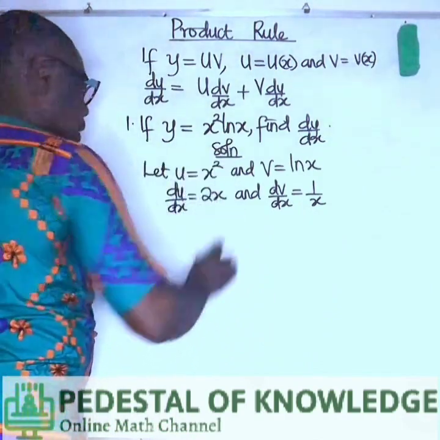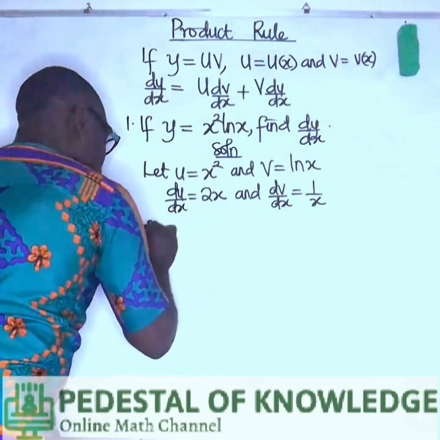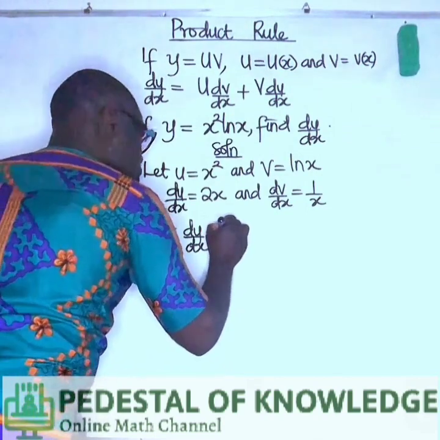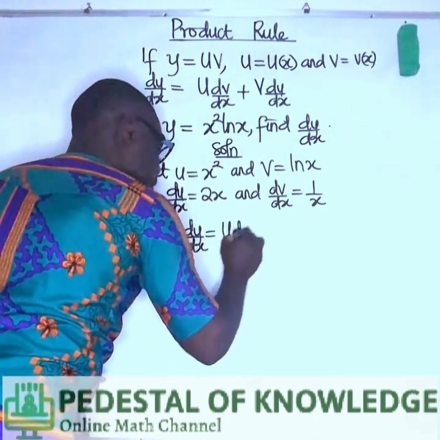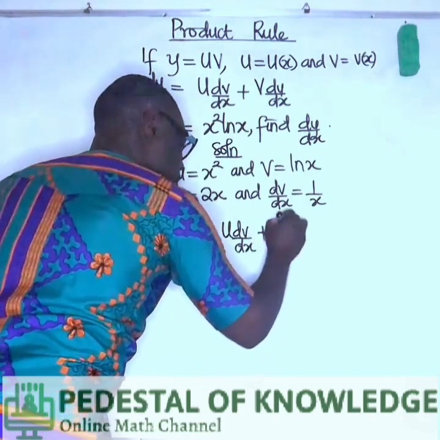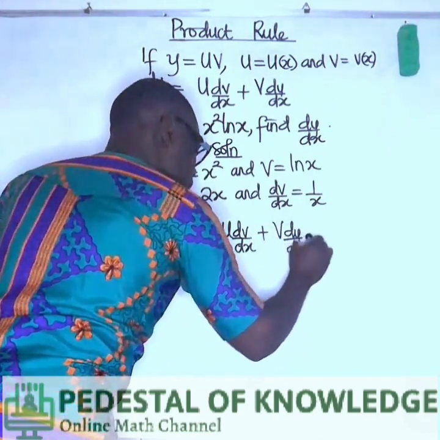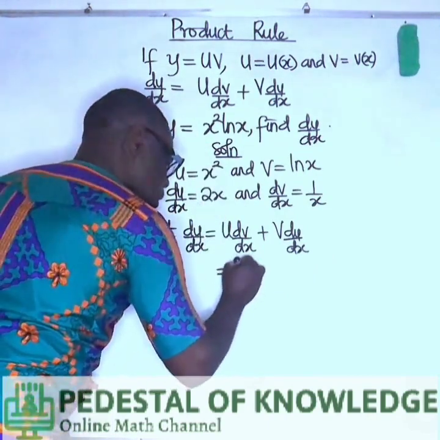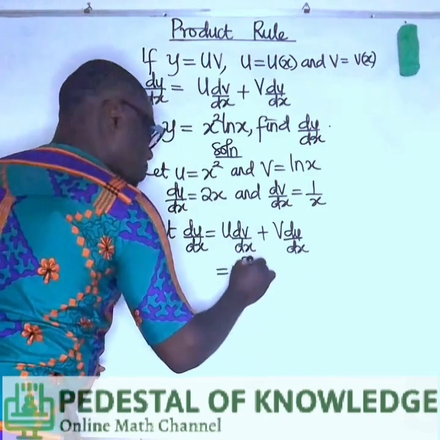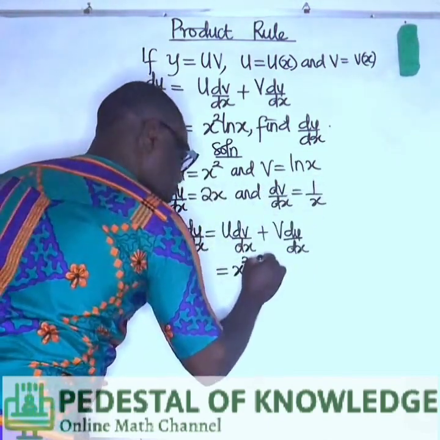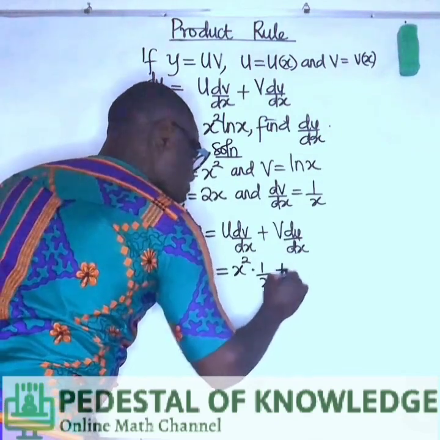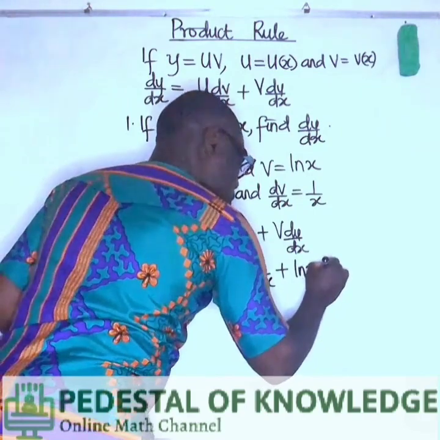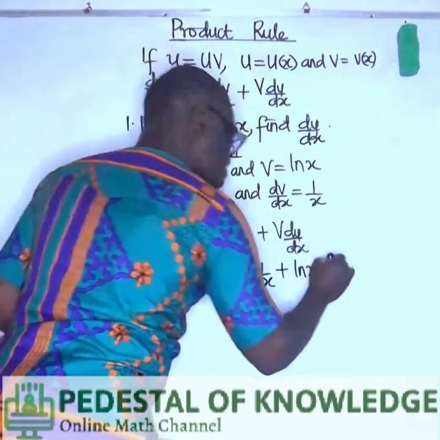Okay, now we combine all these parameters, but we know that dy/dx is equal to u dv/dx plus v du/dx, which is equal to u is x squared, you put it there, x squared multiplied by dv/dx is 1 over x, then plus v is ln x multiplied by du/dx is 2x.